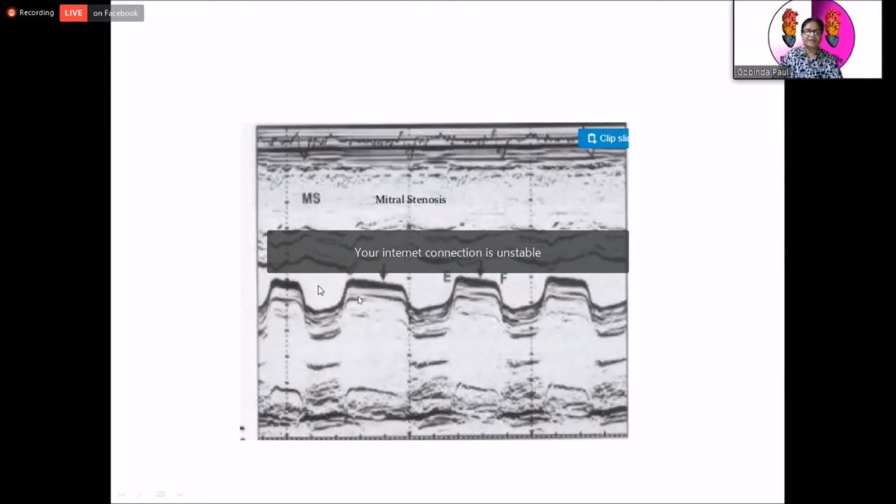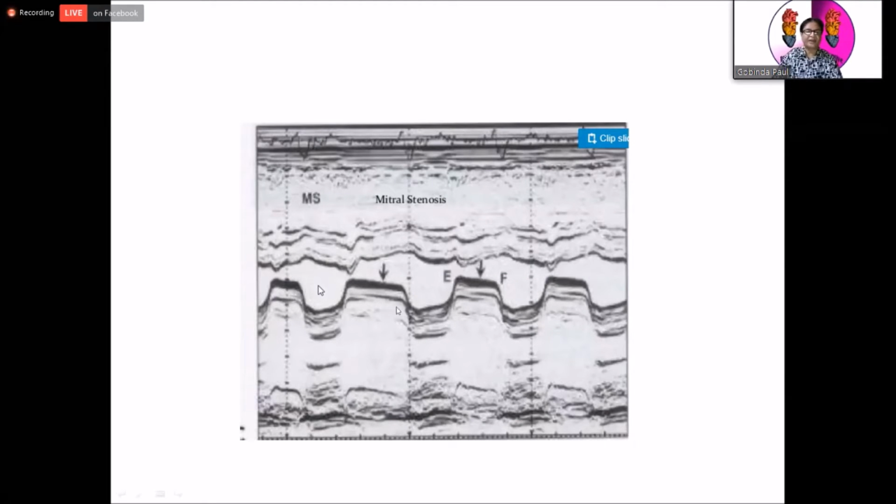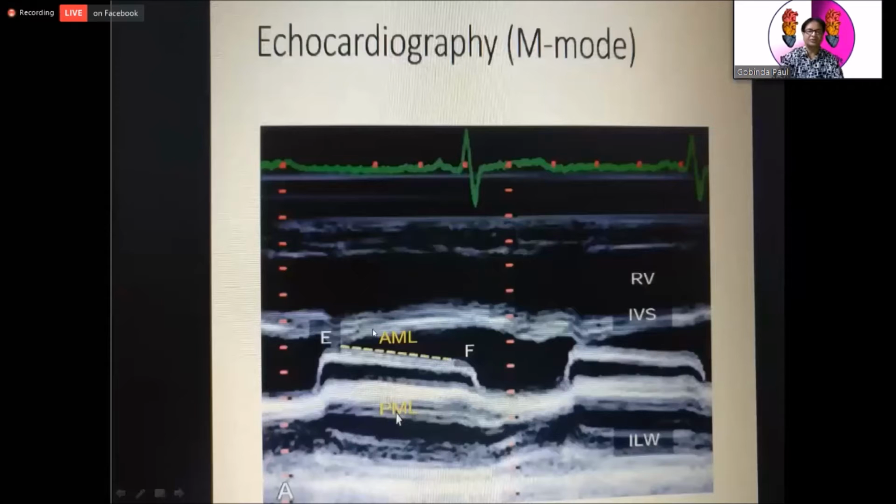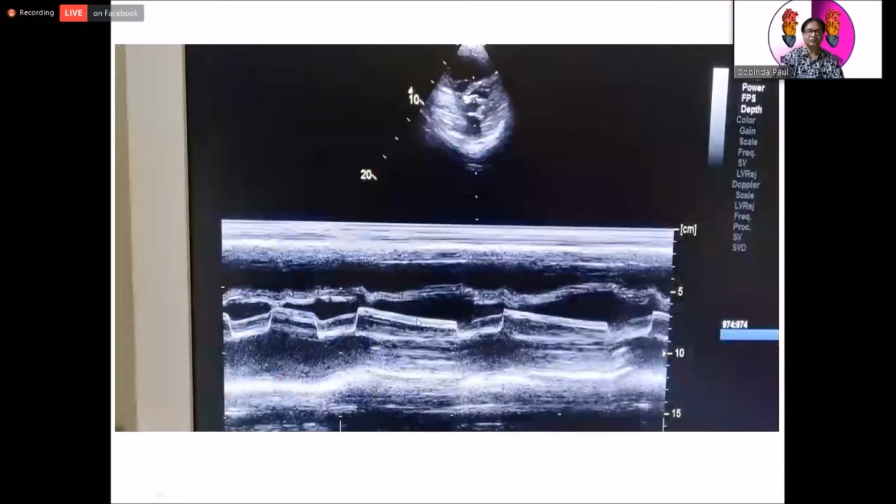Here it shows mitral stenosis in different forms or patterns of the wave. There is no A wave and a reduced EF slope. There is mitral stenosis and also the patient has atrial fibrillation. Here, the same thing, reduced EF slope, mitral stenosis with atrial fibrillation, and also usually a thickened anterior mitral leaflet and PML as well.